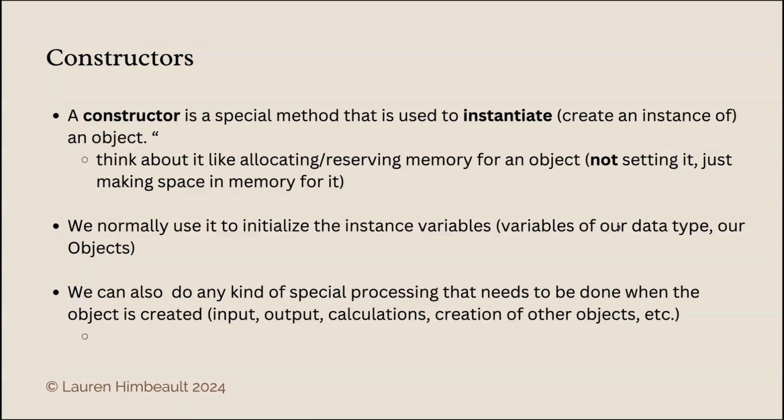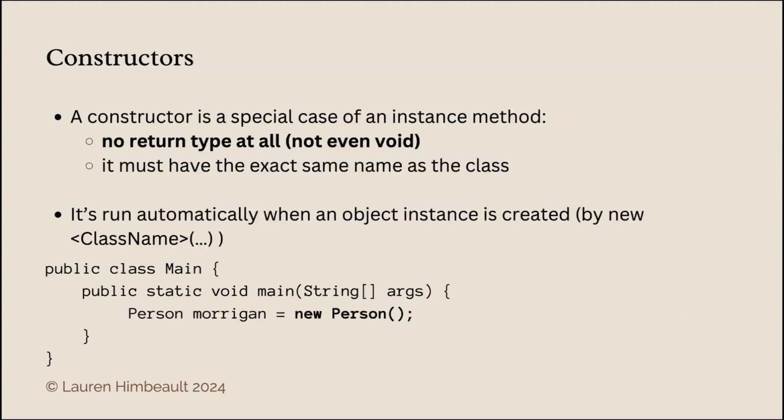So let's do a different way. It's called a constructor. You can think a little bit about it like allocating the memory for an object. So we're not actually setting all of those values. We're just making space in memory for it. And normally we use it to initialize our instance variables so that we don't have to do it through this dot notation that we're doing right now. We can also do any kind of special processing that might need to be done when an object is being created. Perhaps you need to set some certain values, run some calculations, whatever it might be, we can do that on object creation instead of cluttering our main method with all of these different components.